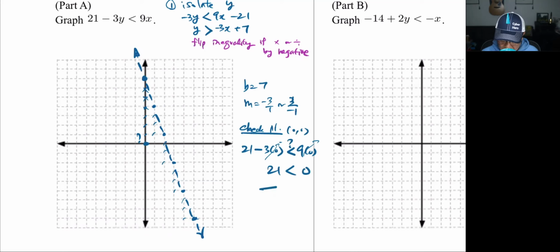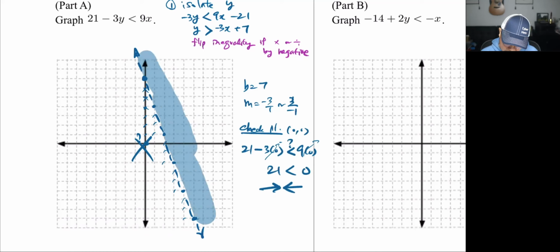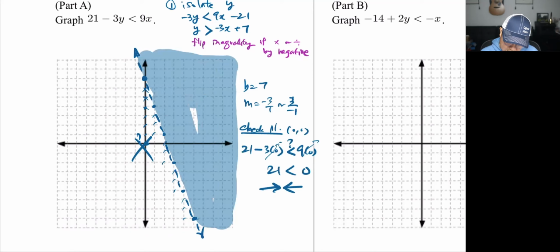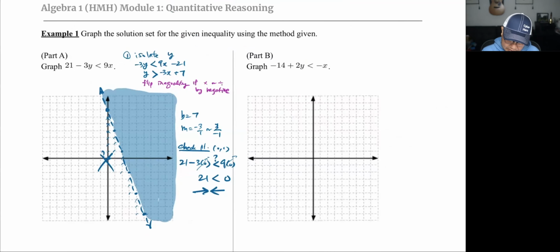Not at all. It's a contradiction. It's not true. When you have two arrows going through each other, it means it is a contradiction. It's not true. That's not it. So we must shade the other side. So here we go. Oopsie. There you go. That's how you do it. We're good? All right, guys. Let's look at part B.